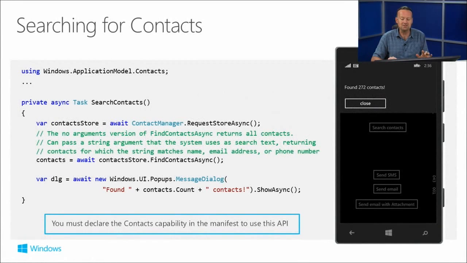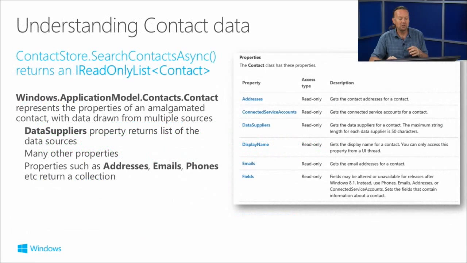For the direct access APIs, we've got this ContactManager.RequestStoreAsync call. That method gives you back a ContactStore object, and that's the gateway to doing programmatic searches against contacts. You do need the contacts capability for this. So then you can call FindContactsAsync. This one is parameterless, so you're just getting all the contacts. You can supply a search string, so it will match on email address or name or some such, or the phone number. And then we're just popping up a message dialog to show you how many we've got. So that's how you get programmatic access, and then you can work with the contact data.